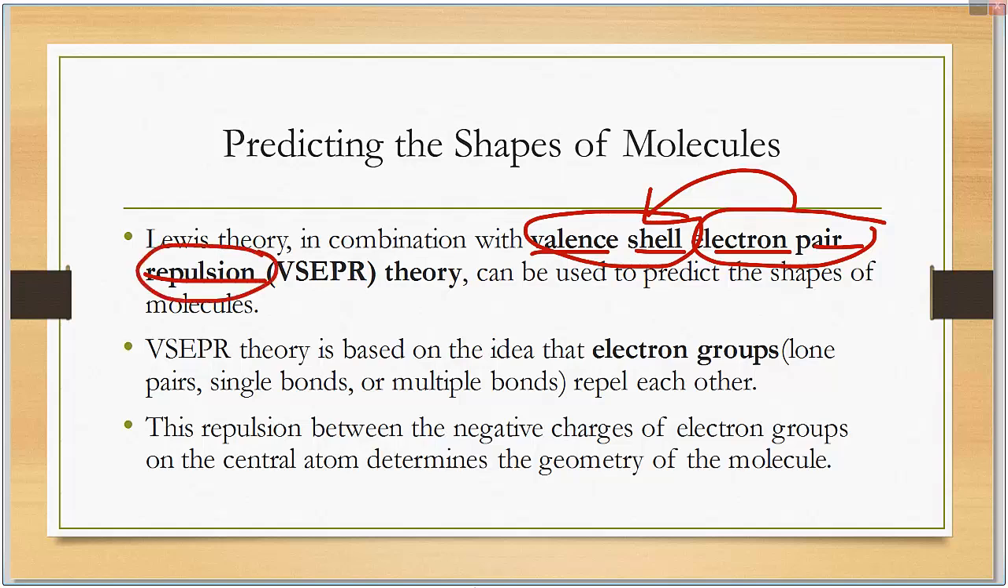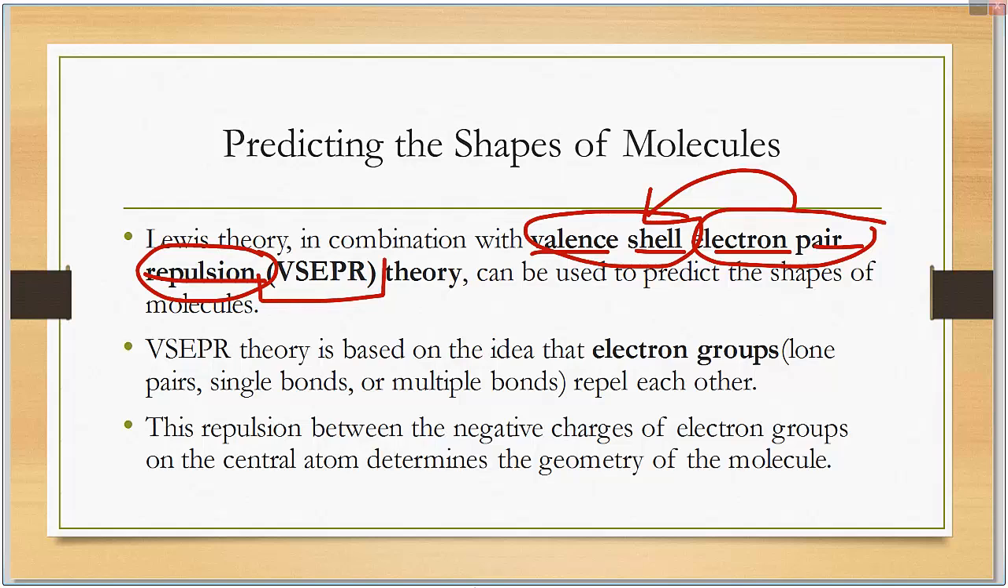Repelling, repulsion. Electrons are all negatively charged. Like charges repel each other. They're trying to get as far away from each other as possible. So valence shell electron pair repulsion really means the outermost electrons in their interactions and how they're trying to get as far away from each other as possible. To shorten it, we simply say VSEPR.